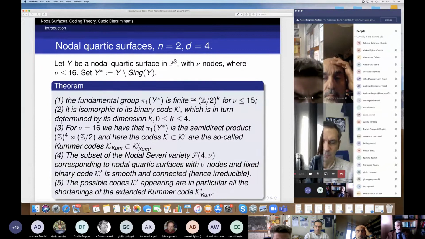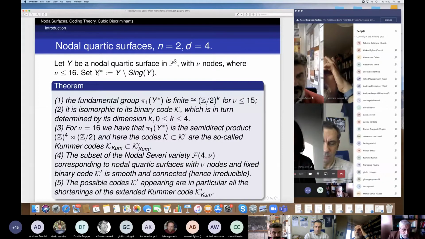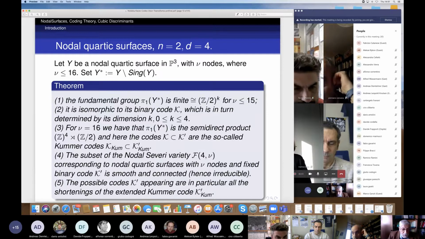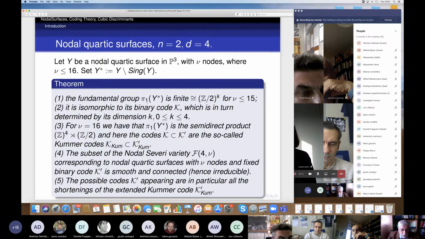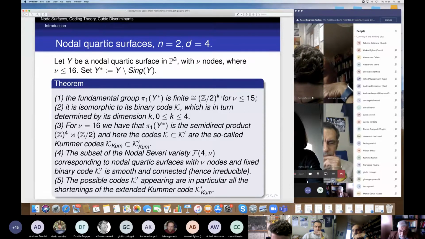So take a nodal quartic surface in P3 with ni nodes, and of course, ni is at most 16. We set Y star to be the smooth part, the complement of the singular set. The first result is that if the nodes are at most 15, the fundamental group of the smooth part is finite and is just Z2 to the power K. This fundamental group is isomorphic to the binary code of the surface, which is in turn determined by the dimension K.